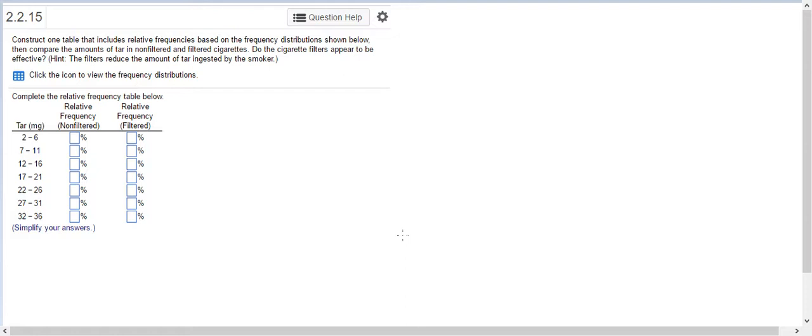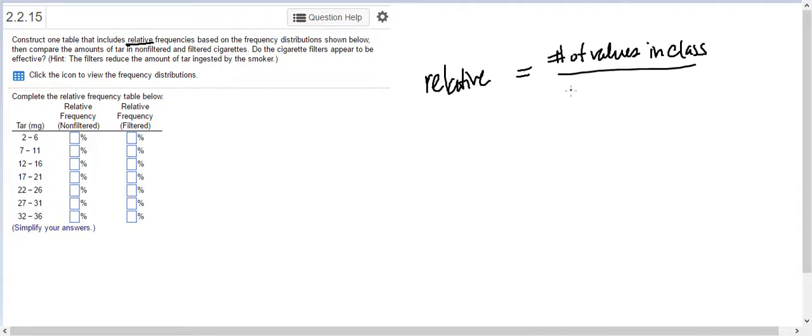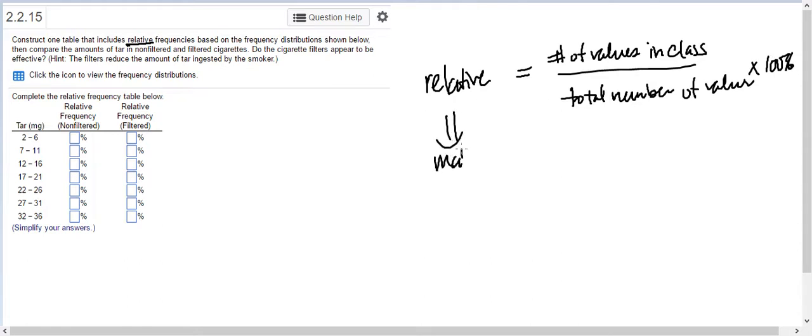So this question here, we're going to do a table that has relative frequencies based on the frequency distribution shown below. All right, so the key word here is relative frequencies, right? A relative frequency is the number of values in the class divided by the total number of values times 100. That's how we'll get something's relative frequency. So relative basically means, this is just code for, make it a percentage.